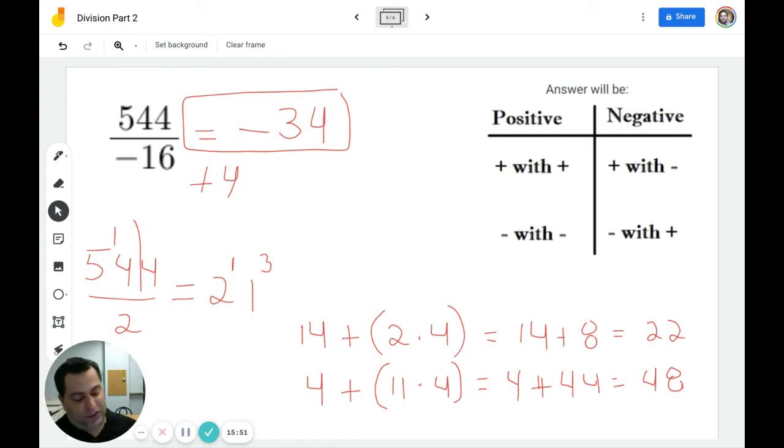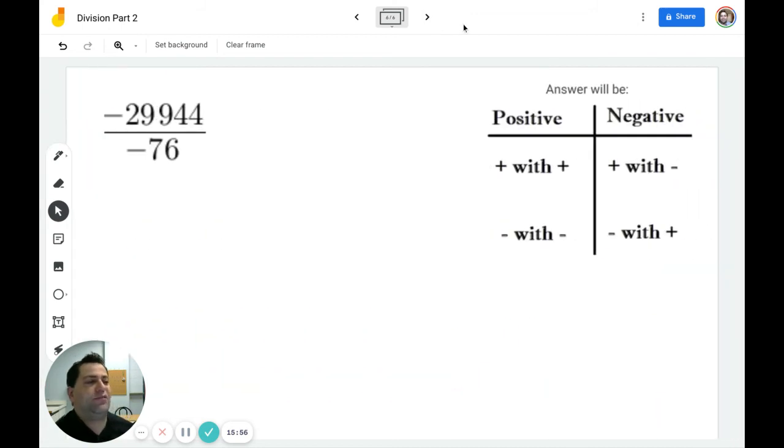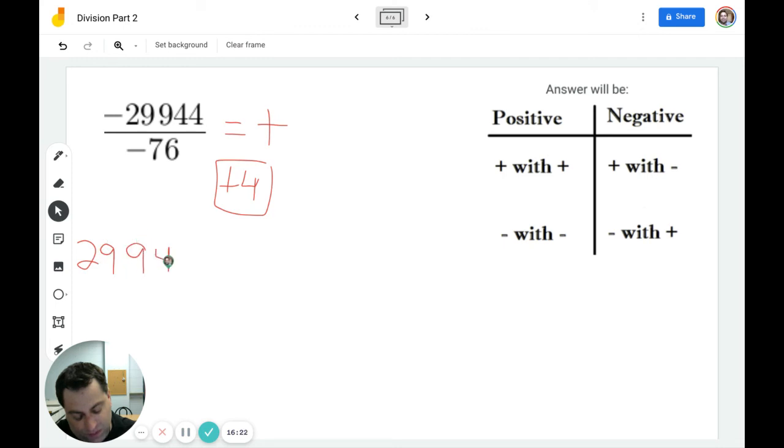We have one more example in this problem. Let's take a look. It's negative 29,944 divided by negative 76. I know a negative divided by a negative is going to be a positive. I know that my multiplier is going to be 76 plus 4. This is going to enable us to rewrite the problem to be 29,944 divided by 8.